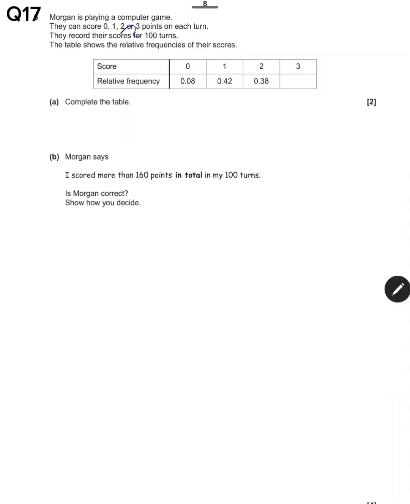We've got some information about scoring points, and someone plays this game 100 times. And what we've got is the relative frequencies of their scores. So the first thing we need to know is all these relative frequencies always add up to 1. So I'm just going to see what I've got to start with. I've got 0.08 added to 0.42 added to 0.38, and that's 18, 3, 4, that's 8, and we've got 0.88. So this box here is going to be 1 take away 0.88, and that is 0.12.